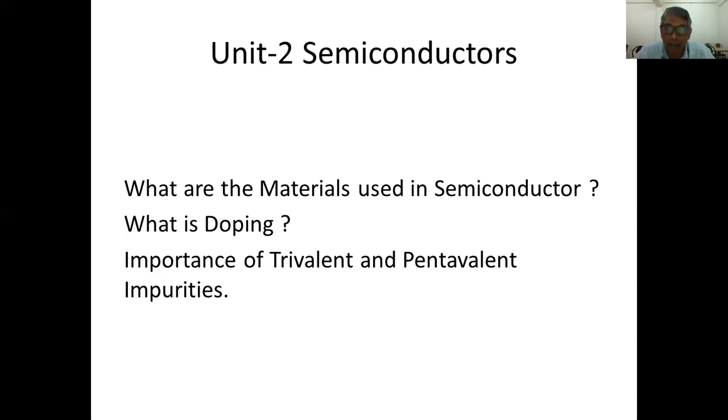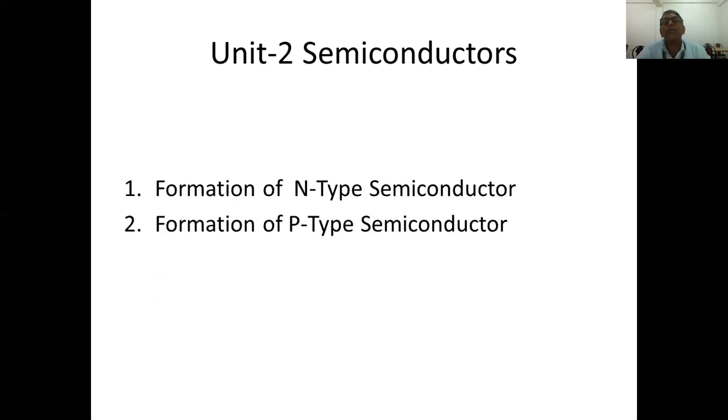So that is also something you are going to study about, and the importance of trivalent and pentavalent impurities, because based on these trivalent and pentavalent impurities, we have two types of semiconductor: N-type semiconductor and P-type semiconductor. An N-type semiconductor is a semiconductor where, when a pentavalent impurity is added to the pure semiconductor, there is an excess of electrons in the semiconductor. When a trivalent impurity is added to pure semiconductor, then there is a deficiency of electrons, that is called holes.